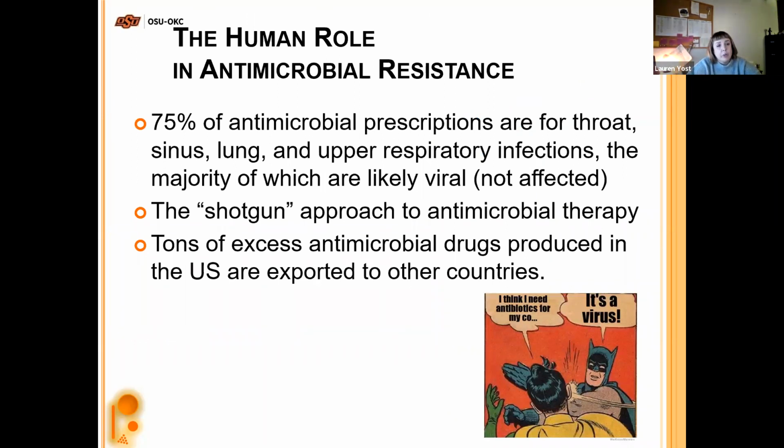So 75% of antimicrobial prescriptions are for throat, sinus, lung, and upper respiratory infections, the majority of which are probably viral and not going to be affected at all by antibiotics. So we're overprescribing is what this is saying. And then we have a shotgun approach to antimicrobial therapy where we'll just cover everything. And then you end up getting resistance from bacteria that you didn't even think you were going to be affecting. Then we have tons of excess antimicrobial drugs that are produced in the US that are exported to other countries, and that is causing issues as well. Also, the agricultural industry is over-treating their cattle with antibiotics and stuff like that, and that's causing antibiotic resistance as well.